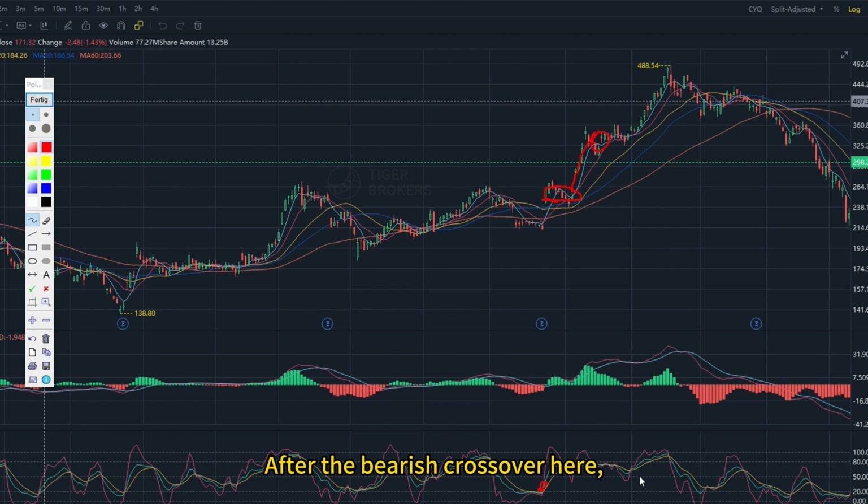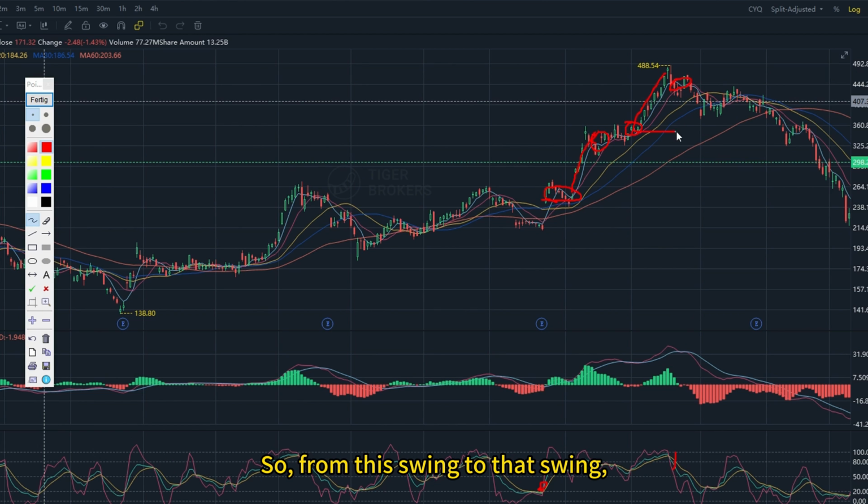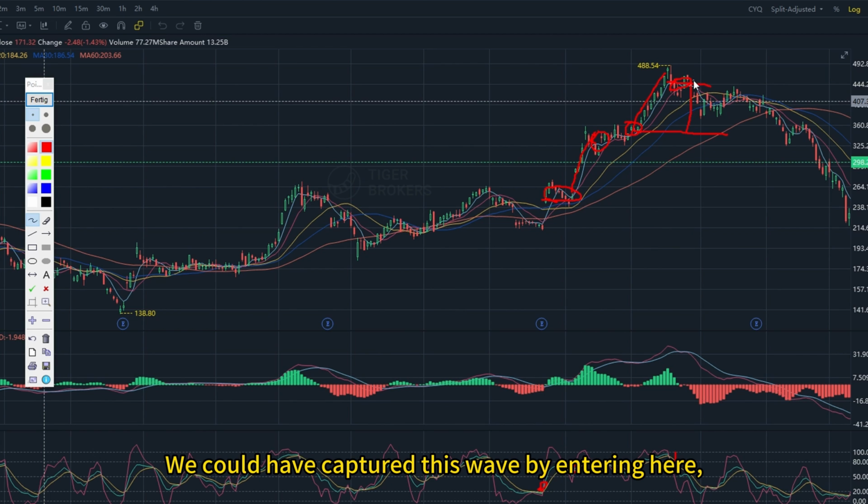Exit right here. After the bearish crossover here, we get another bullish crossover at this level. The bullish crossover drives the price upward, right? Then where does the next bearish crossover occur? It appears here after several days. We choose to exit here. So from this swing to that swing, the entire price movement is our profit zone. Now, do we see it clearly? We could have captured this wave by entering here, exiting here, re-entering, and exiting again. That's 2 swings captured.